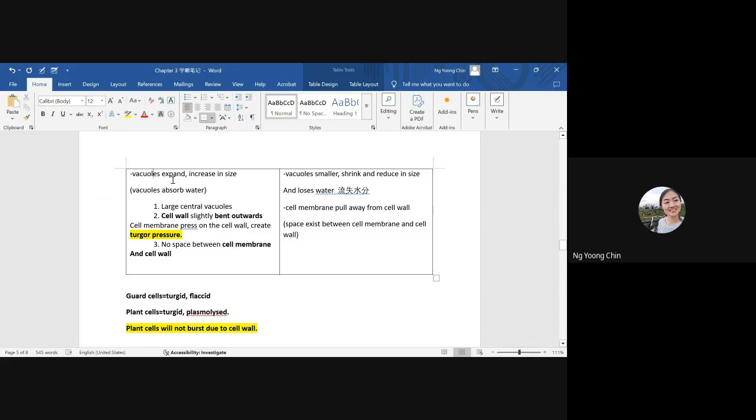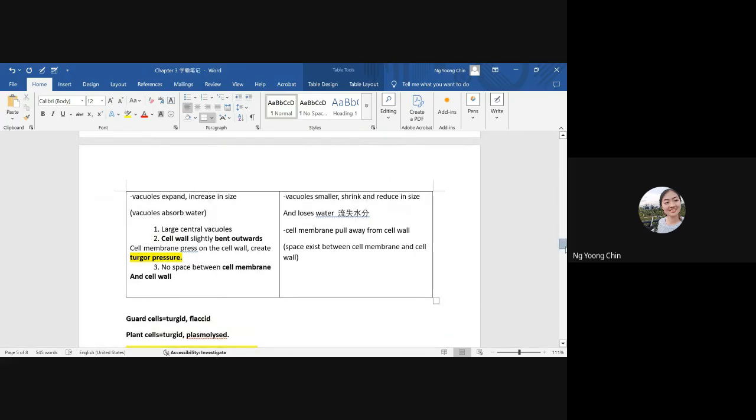Sometimes you need to describe it. You can describe a turgid plant cell as: the vacuole expands and increases in size, creating a very large central vacuole. The cell wall is slightly bent outwards. This is because the cell membrane presses on the cell wall, so they create turgor pressure. Also, there's no space between the cell membrane and the cell wall.